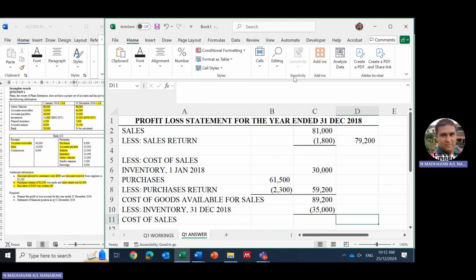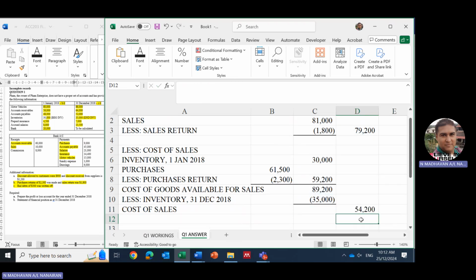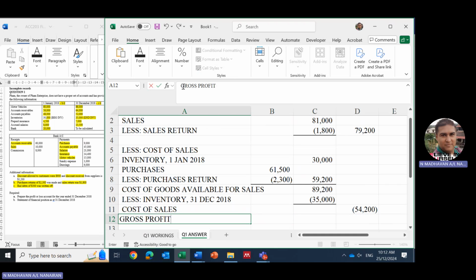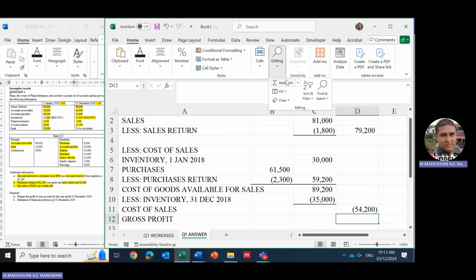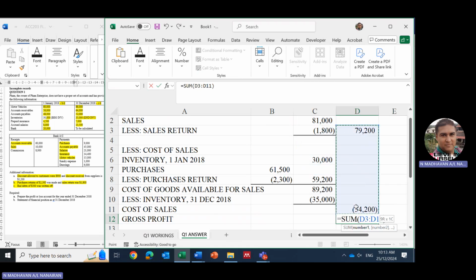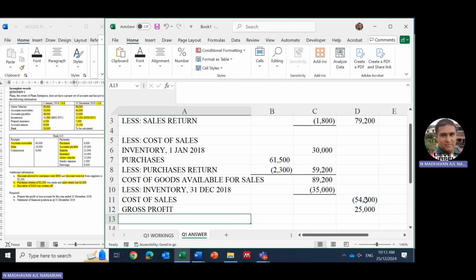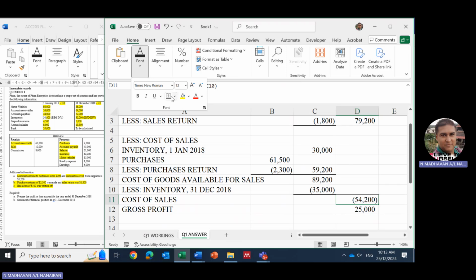Okay, so this is done. So now you can calculate your gross profit. How much is your gross profit? This minus this. Okay, now let me ask you something. Until here, any problem? As per the format. Do you understand?